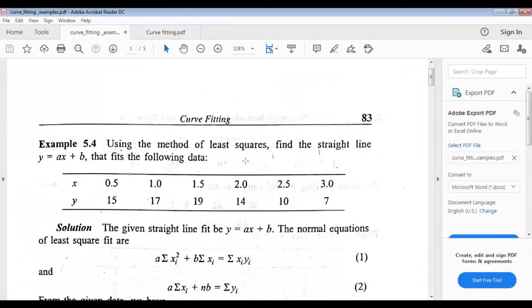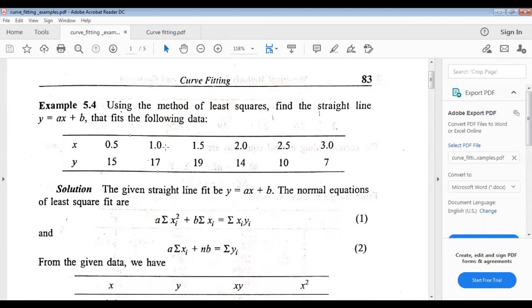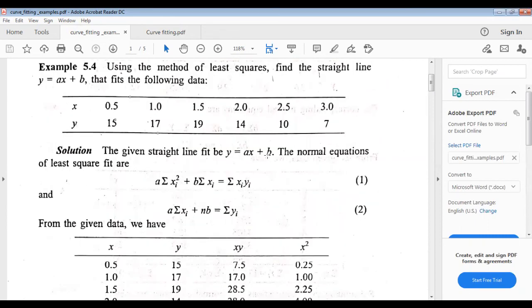This is the example. Using the method of least squares, find the straight line y equal to ax plus b that fits the following data. The x values and y values are given. The x values are 0.5, 1, 1.5, 2, 2.5, and 3. And the y values are 15, 17, 19, 14, 10, and 7. We have the normal equations.